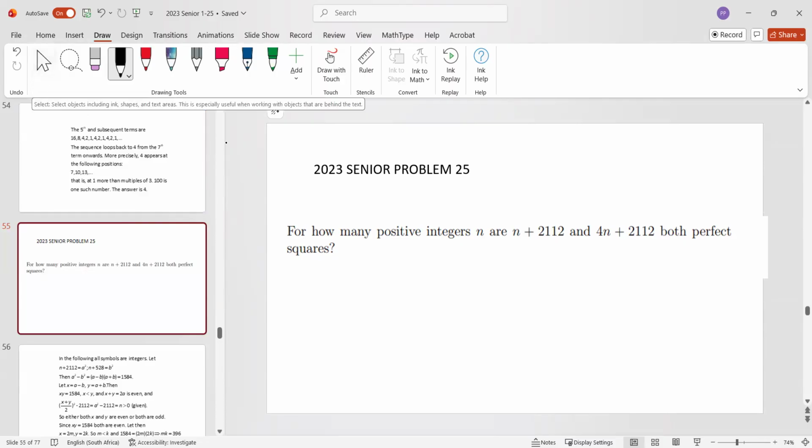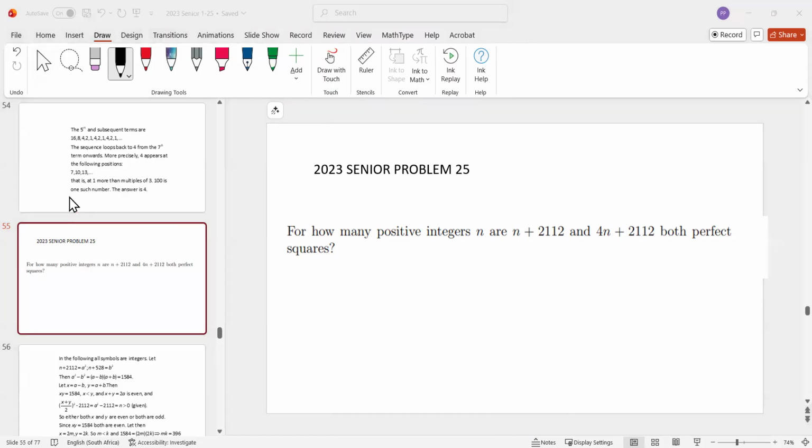Okay, I think I'm going to need another page here because I don't have enough space. Anyway, let's try to see what we can do. Let's separate. Maybe I better create something here too. Okay.